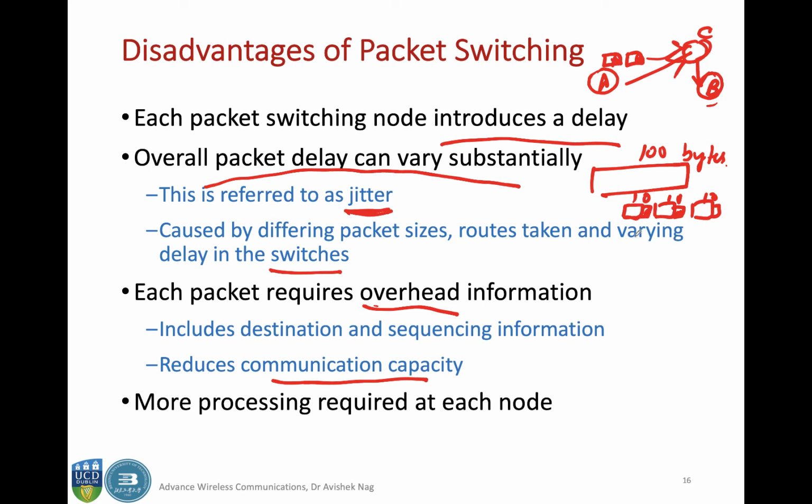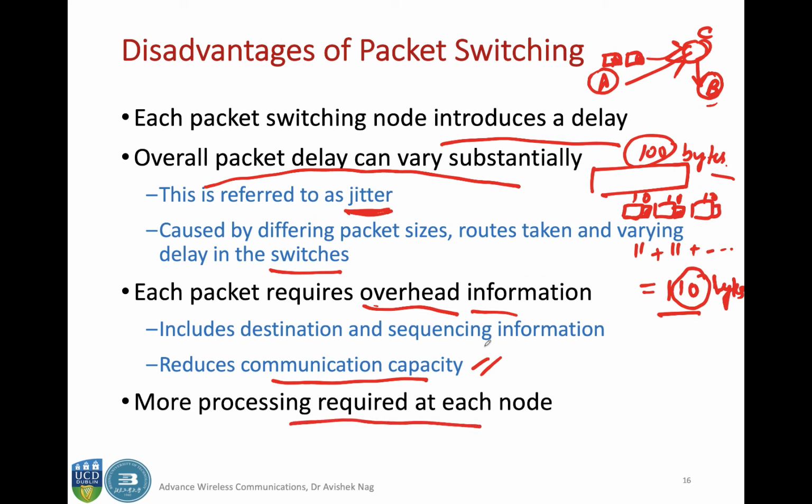So instead of 10, every packet will be 11 bytes, and you have 10 such 11-byte packets, so that will add up to 110 bytes. So to send a 100-byte message, you end up sending 110 bytes. So this 10 is the overhead information, and that can reduce the communication capacity. As you see, instead of sending 100 bytes, you are sending 110 bytes. So that is something which you are sending extra, and more processing is required at each node.